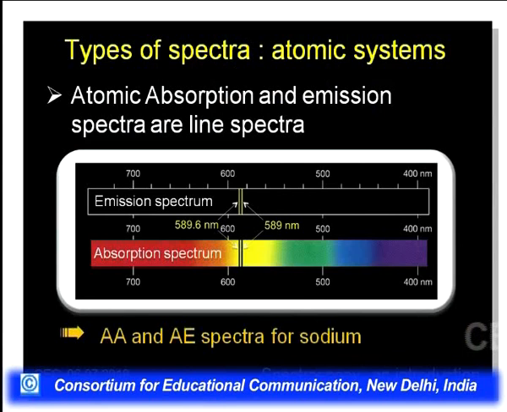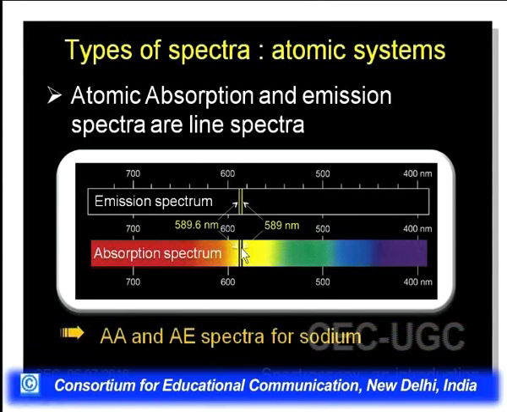Now, typically the kind of spectra we get, in the case of atomic systems, there are two possibilities. There could be atomic absorption or emission. In the case of atomic spectra, the most important thing is that atomic spectra typically are line spectra. We can see it here. This is an emission spectrum of sodium, and this is the absorption spectrum of sodium. So what you see is a rainbow kind of thing here, which basically represents white light. If I pass white light through a sample of sodium, sodium absorbs these two radiations there, and the rest comes out. So this is the absorption spectrum of sodium.